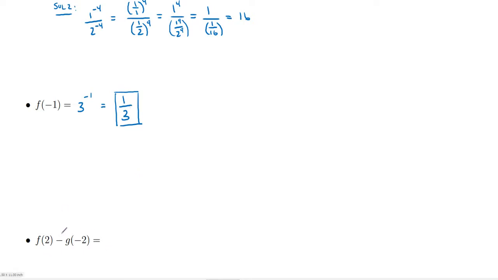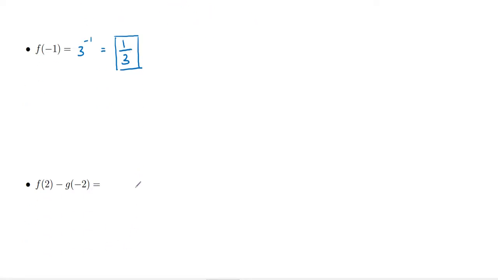Now f of 2 minus g of negative 2. So first of all, what is f of 2? Let's write that out. So f of 2 is 3 squared. And then what is g of negative 2? Well, g of x was 1/2 to the x, so this will be 1/2 to the negative 2. So then this will be 9 minus, and then that negative will take the reciprocal, 2 squared. So this is 9 minus 4, which is 5.